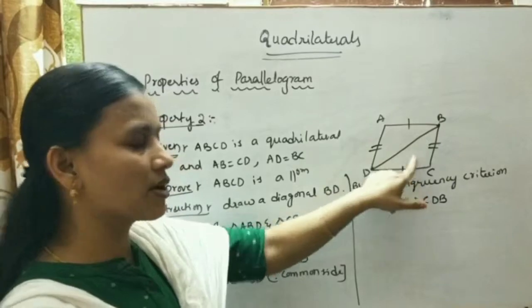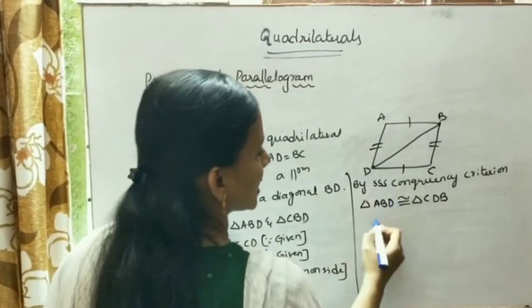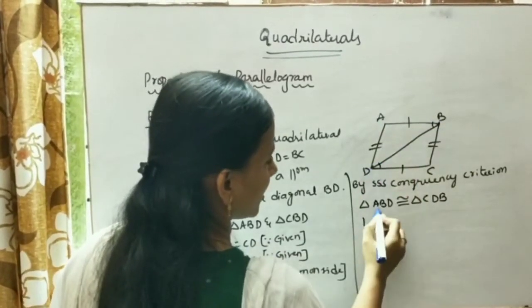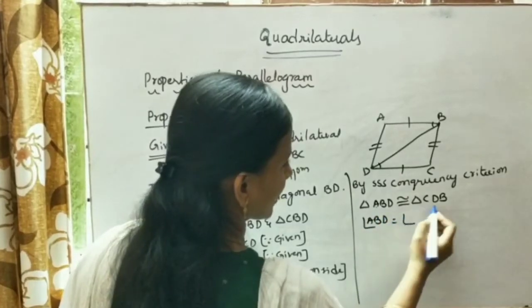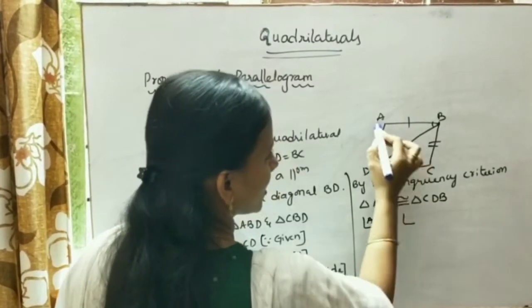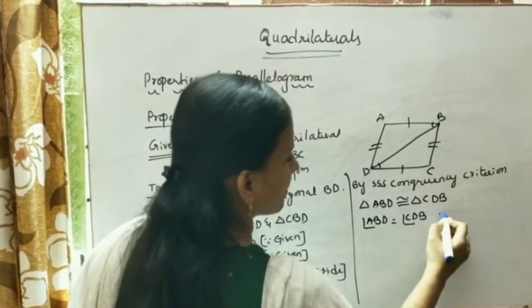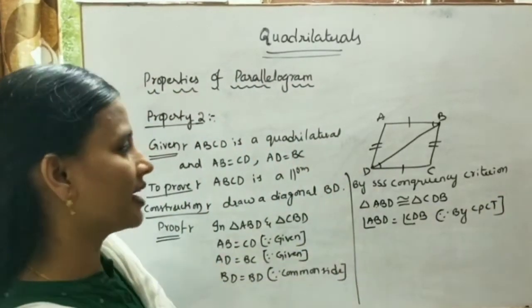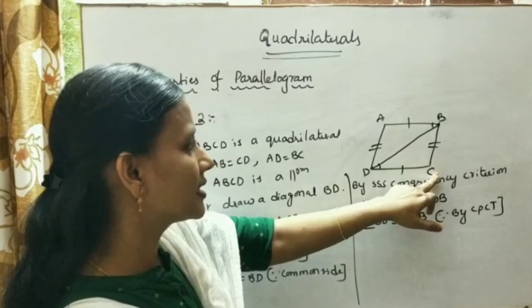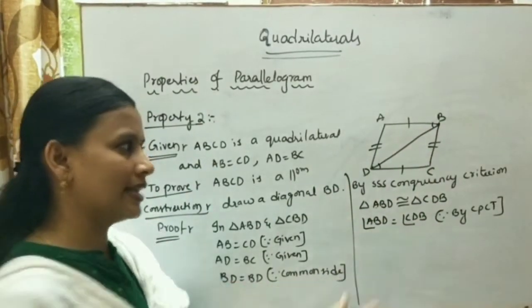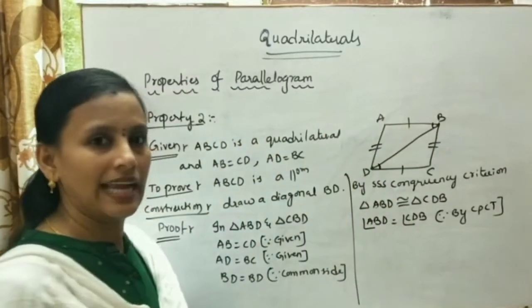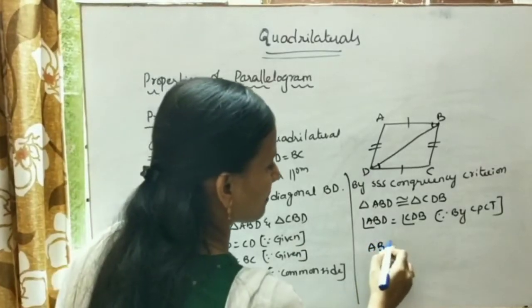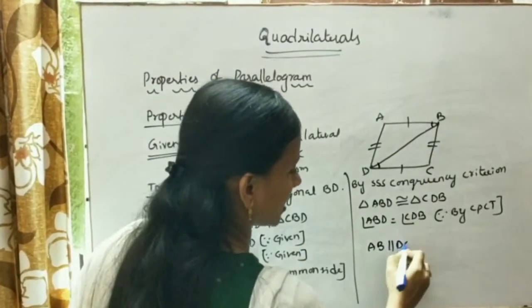If these two triangles are congruent, then can I write angle ABD is equal to angle CDB? Angle ABD equals angle CDB by CPCT, because corresponding parts of congruent triangles are equal. If these two angles are equal, these two angles are alternate interior angles. If alternate interior angles are equal, then the lines are parallel. So AB is parallel to DC.